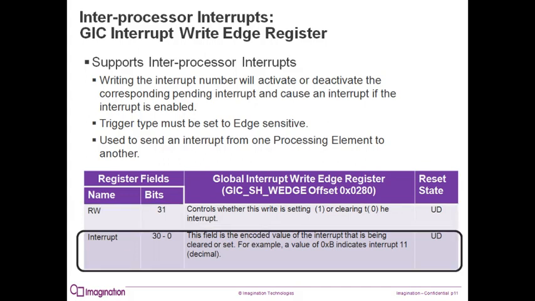Along with the RW field, you need to set the interrupt field to the interrupt number to send the interrupt to. The processor that receives the interrupt will clear the RW bit and set the interrupt field to the interrupt number to clear the interrupt condition.